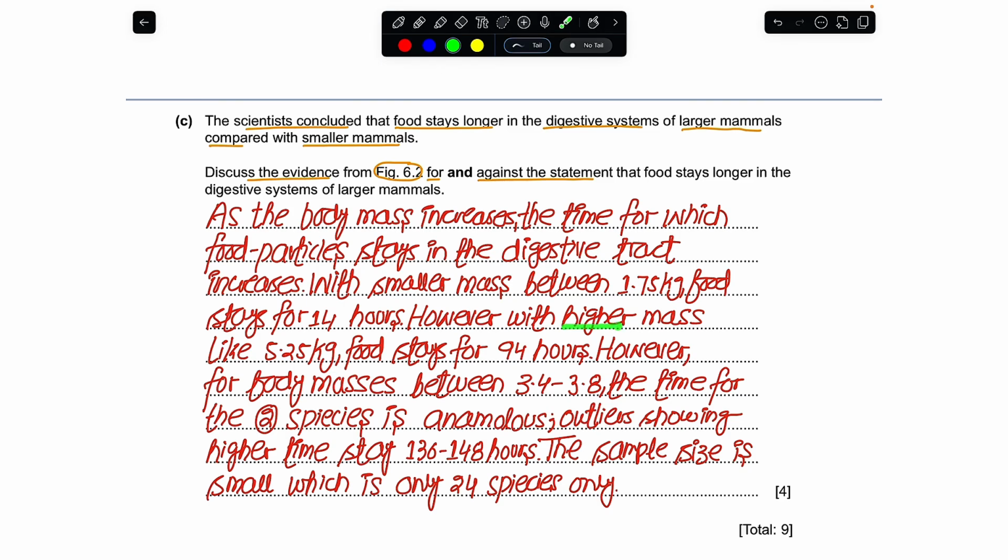But where we had a higher body mass of 5.25 kgs, the food was staying for a total of 94 hours. So these are going in favor. Now, again, I would go against it.